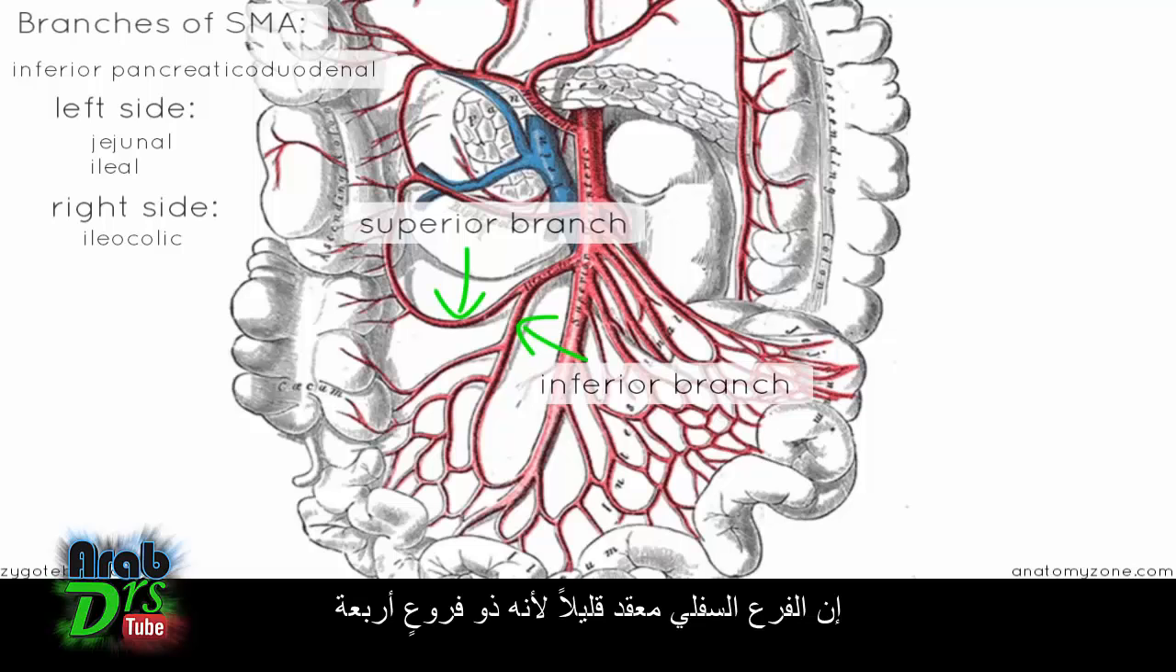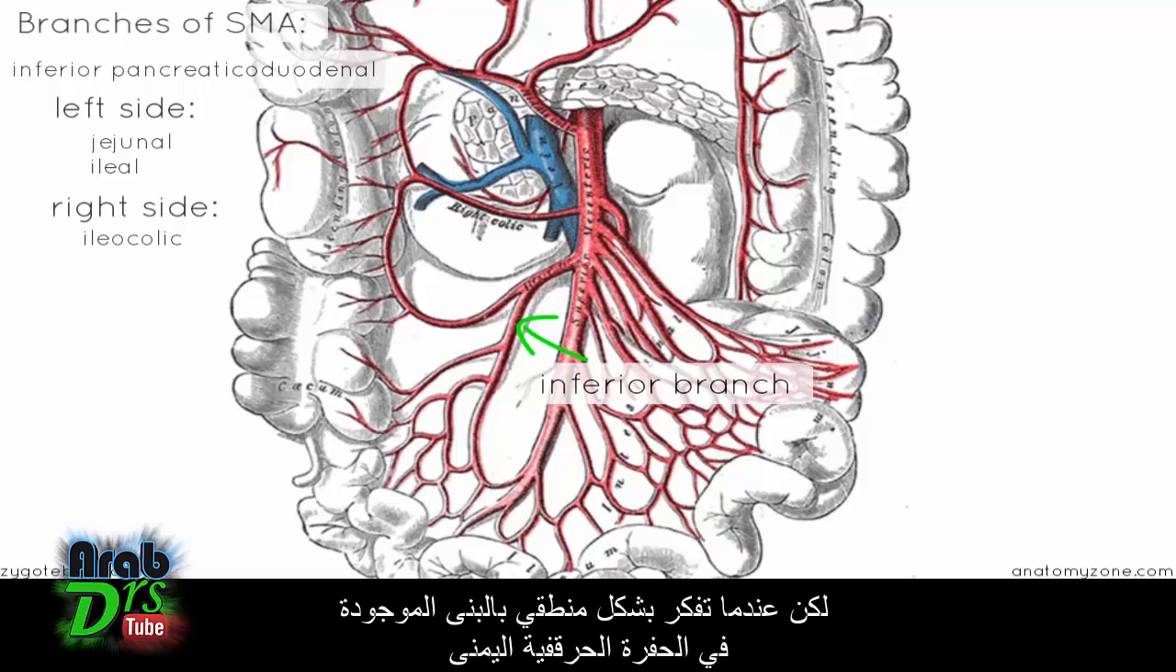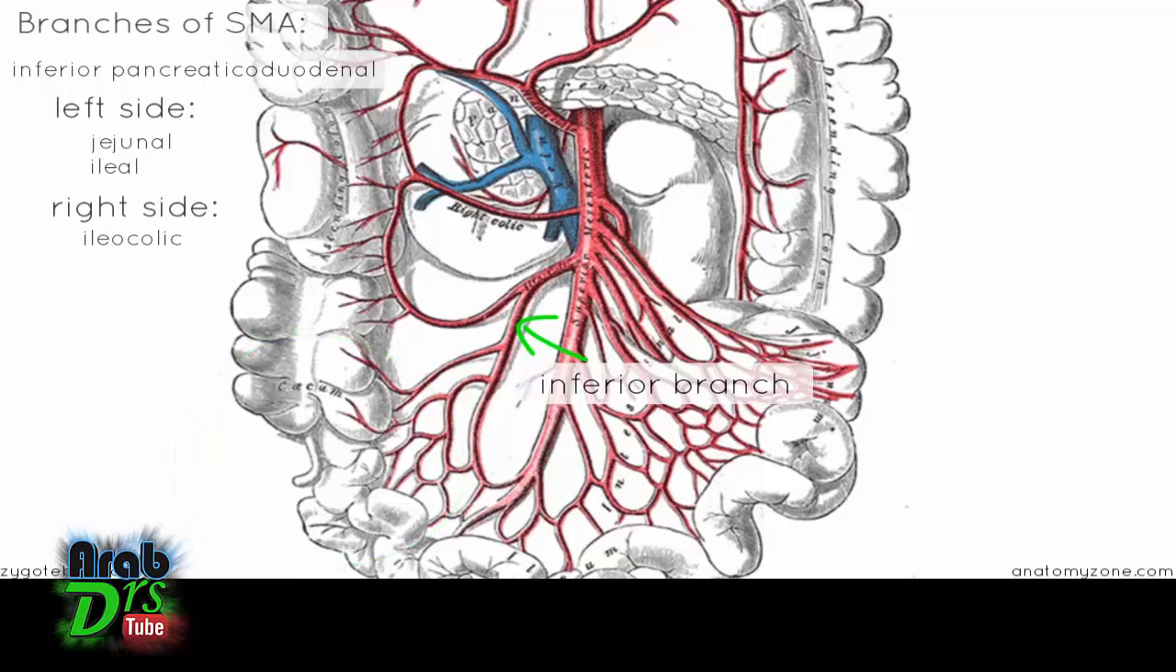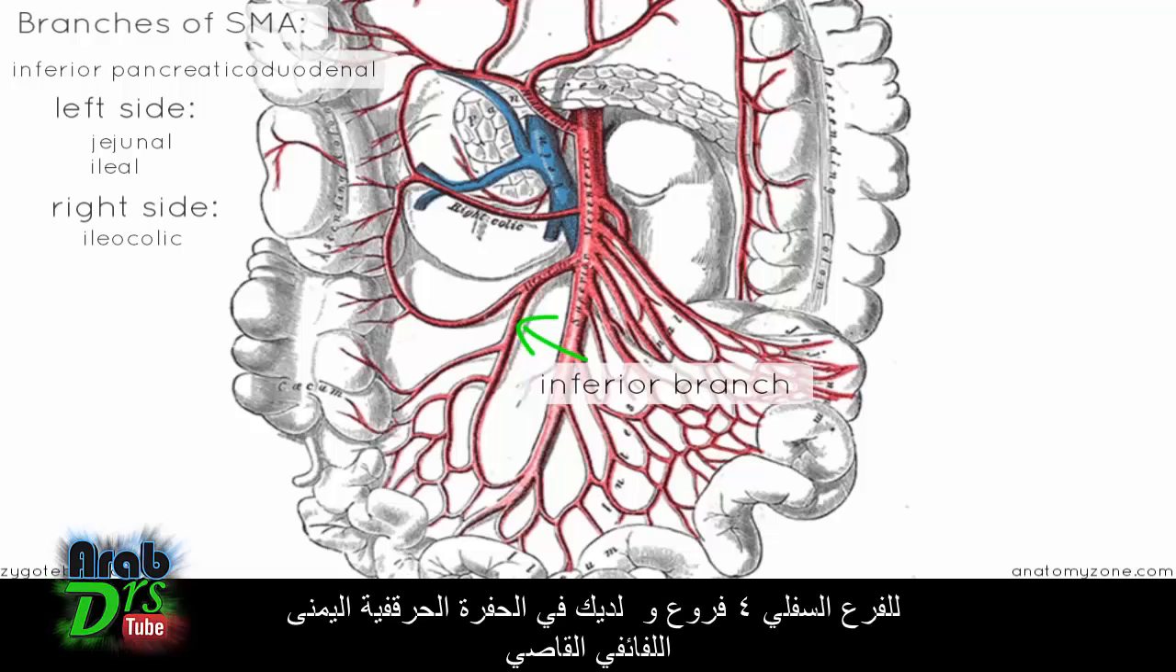So the inferior branch is a bit more complicated because it has four branches. But if you think logically of the structures in the right iliac fossa, then you'll be able to remember the names of the structures that the iliocolic artery supplies. So the inferior branch has four branches. So what's in the right iliac fossa?